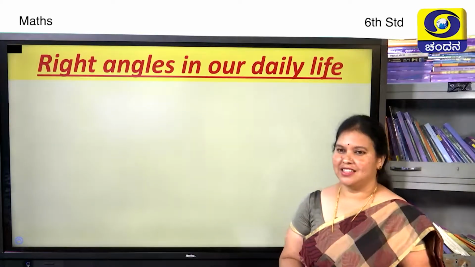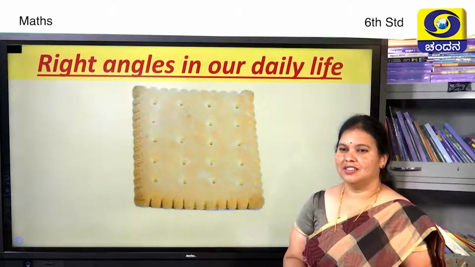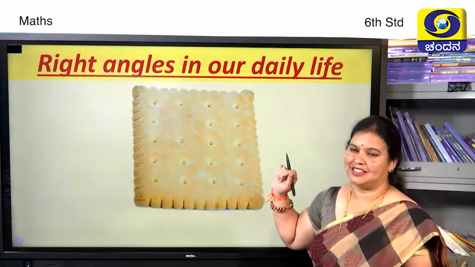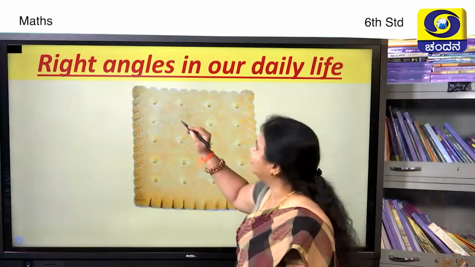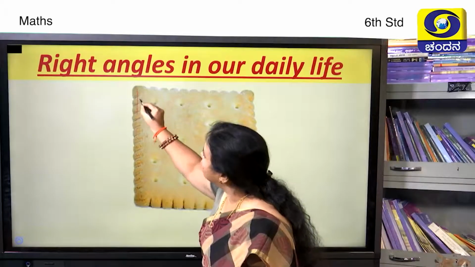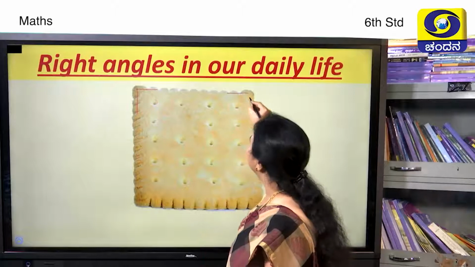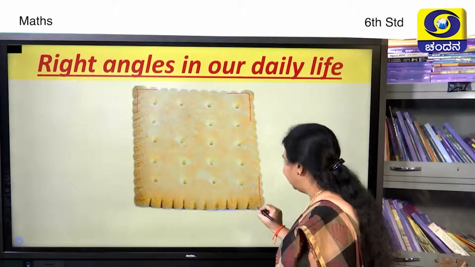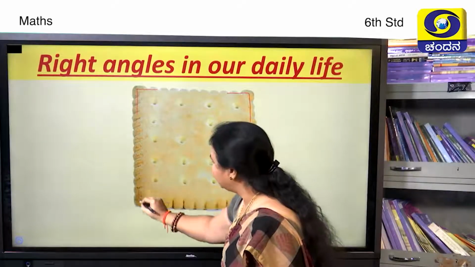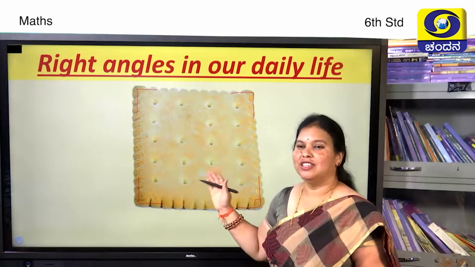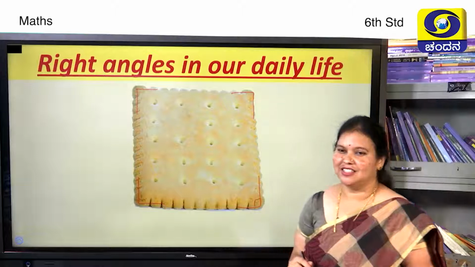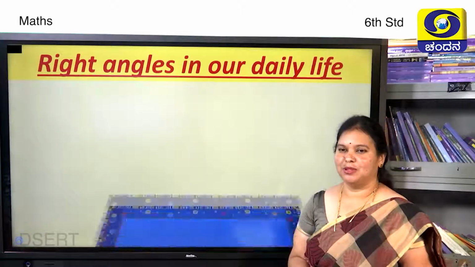We'll see the next example. Yes, it is a biscuit. Here also you can find right angles. So where can we find? Yes, in this corner, and this corner and also in this corner. So, in all the 4 corners we can find right angles, isn't it? We will see the next example.